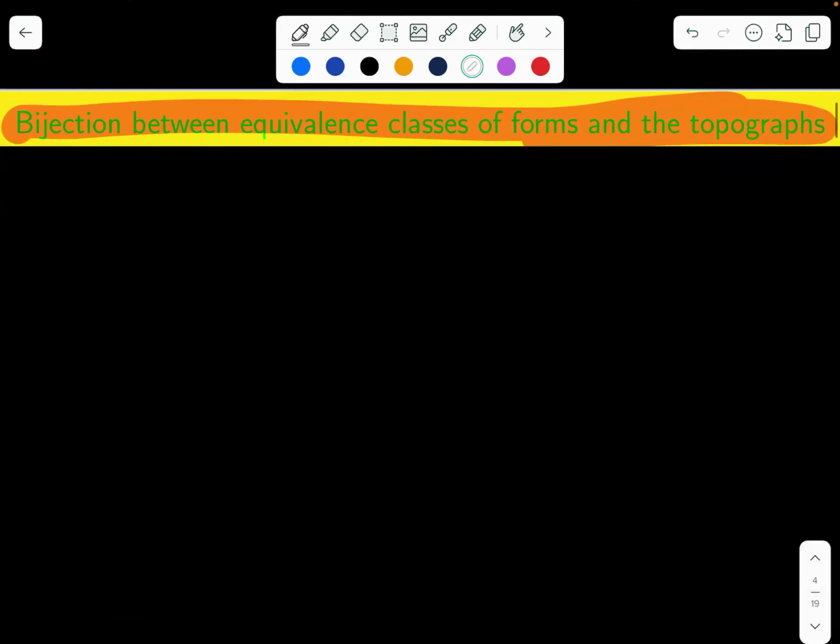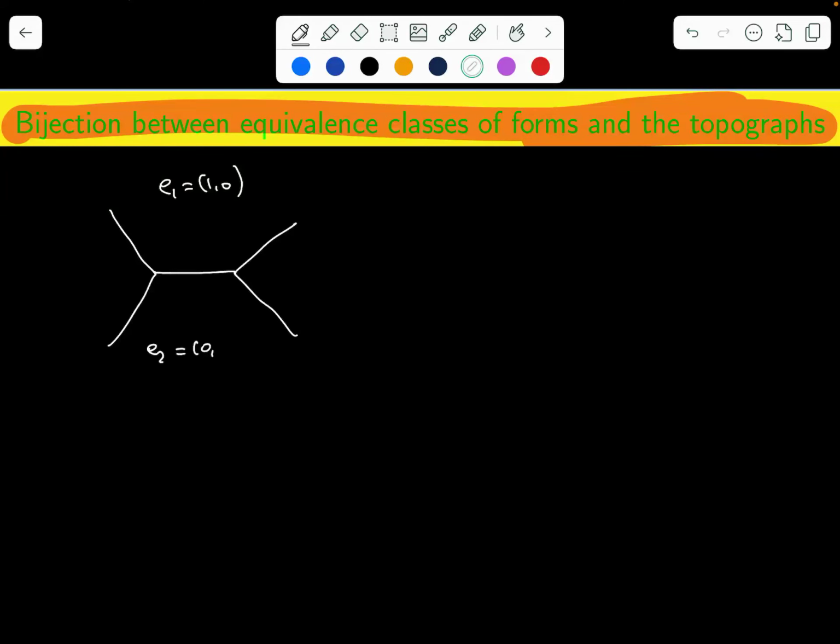Now let's see how these equivalence classes of forms are related to the topographs. Let me draw the topograph. Here I have this, and this. You remember that every region corresponds to a vector. Let's say here we have E1, which is (1, 0). Here we have E2, which is (0, 1). Then here we have (1, 1). Here we have the difference, say (1, -1). And then we compute the values of the quadratic form on these vectors.